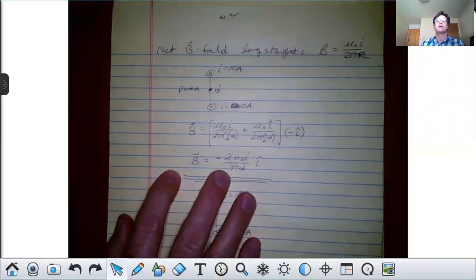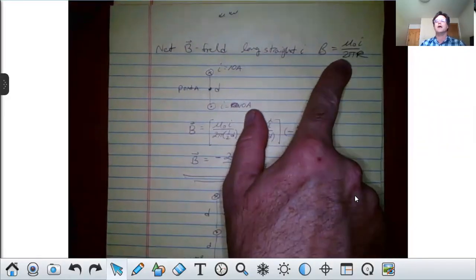Hi everyone. For this second lecture from chapter 29, we're going to talk about the net magnetic field from two long wires and also the force between two long wires that carry a current. So in the previous lecture, we talked about the fact that magnetic fields are created by electric currents, and we actually wrote down the formula for the magnetic field due to a long straight wire.